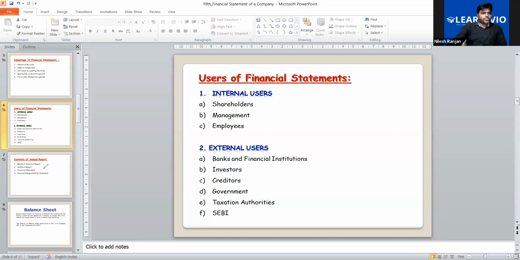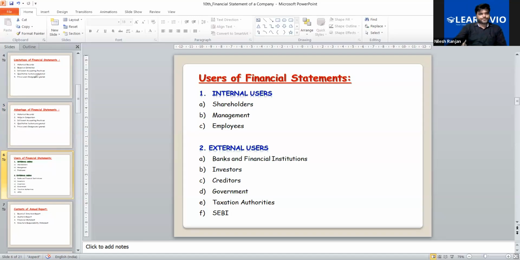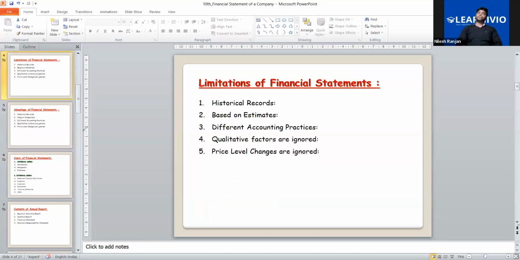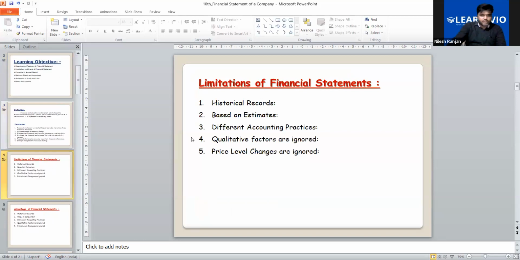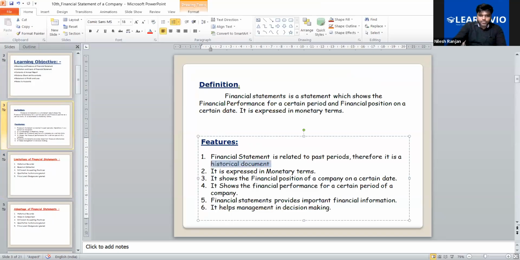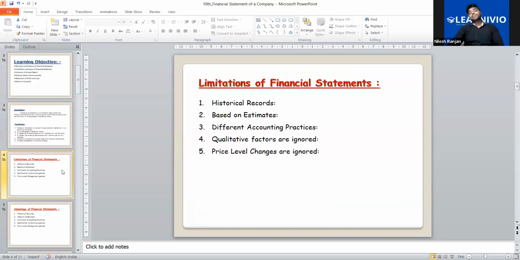Now there are limitations of financial statement. Actually, historical record is also a feature of financial statement. If you remember, I have just told you that this is a feature also, historical document. And this is the limitation, meaning a problem with the financial statement. So that is called limitation.